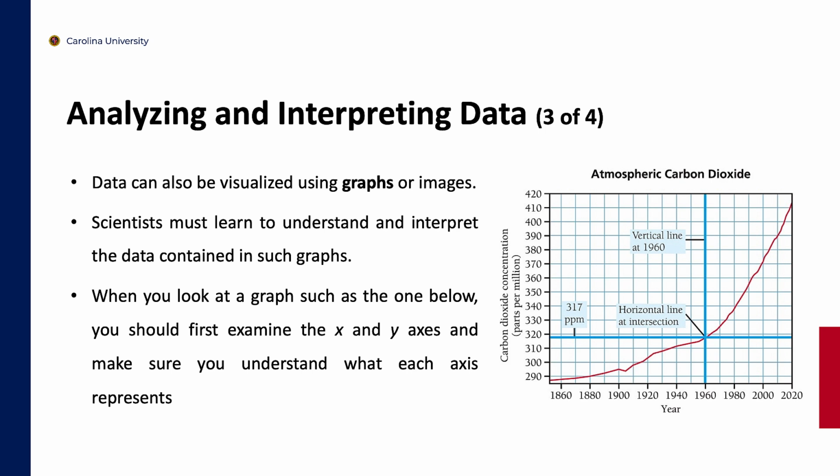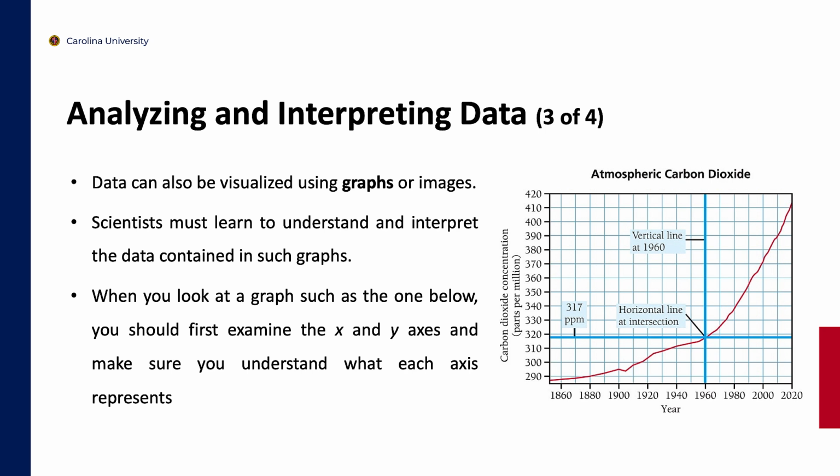When you look at a graph such as this one, you should first examine the x-axis and y-axis and make sure you understand what each axis represents. You should also examine the numerical range of these axes. For example, in this figure, the y-axis does not begin at 0 in order to better display the change that is occurring. How would this graph look if the y-axis began at 0 instead of 290? You should also notice that in this graph, the increase in carbon dioxide has not been constant over time. The rate of increase is represented by the slope of the line, which has intensified since about 1960.